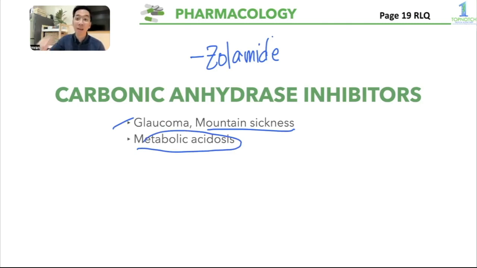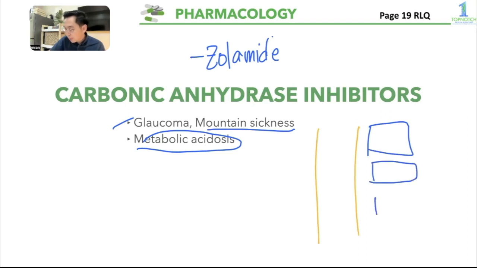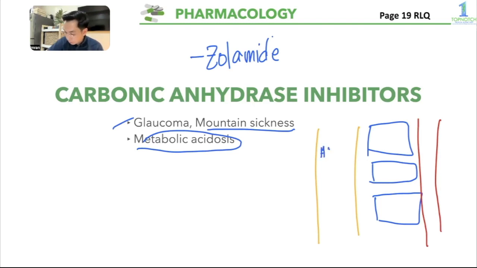Ano ba ang baseline mechanism of action ng carbonic anhydrase inhibitor? So kunwari, ito yung wiwi. Tubule mo, no? Yung lumen ng urinary tract mo, itong yellow. This one is the blood vessel. Okay? So dun sa urine natin, syempre may bicarbonate dyan, no? Meron din sodium dyan. So what you want to do is yung sodium hindi rin siya ma-reabsorb, and at the same time hindi rin ma-reabsorb si bicarbonate.